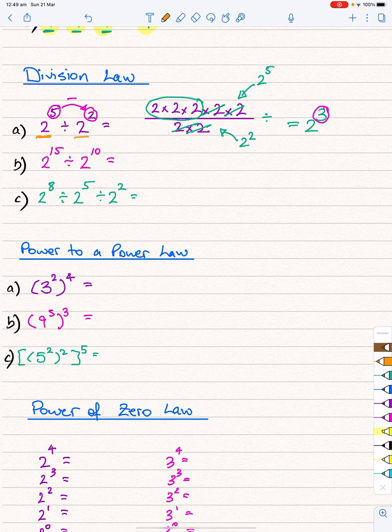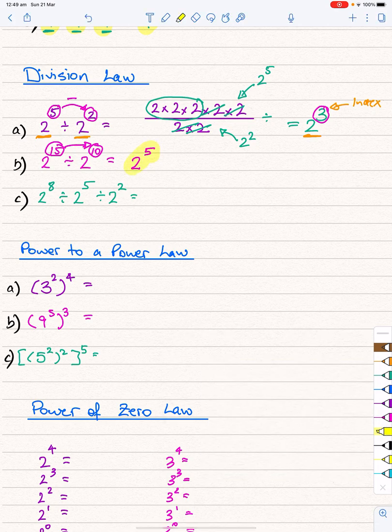The base stays the same. The base is 2, and the base is 2 in my answer. But I'm going to be subtracting my powers. 5 take away 2 gives me 3 for my index. It makes it easier when I look at b now, because b is 2 to the power of 15, divided by 2 to the power of 10, but I'm going to do 15 take away 10 to get my answer of 2 to the power of 5, because 15 take away 10 is 5.